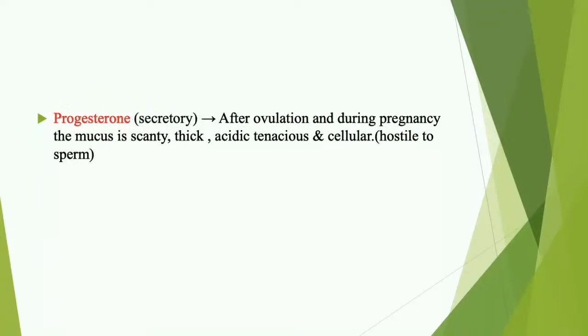Now after ovulation, during the secretory phase or during the progesterone phase, what happens is the mucus is scanty, thick, acidic, tenacious and cellular. It is understandable because this becomes hostile to sperm, assuming that fertilization has occurred, so it does not want the other sperm to enter. So the mucus becomes scanty, thick, acidic, tenacious and more cellular, right? So sometimes they can add a note on the cervical changes during the menstrual cycle, right?